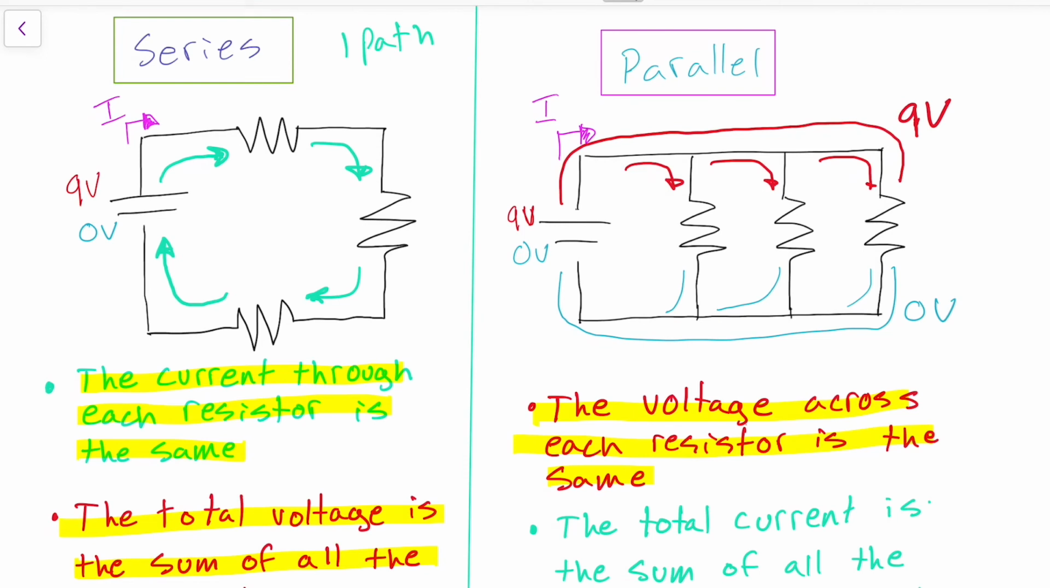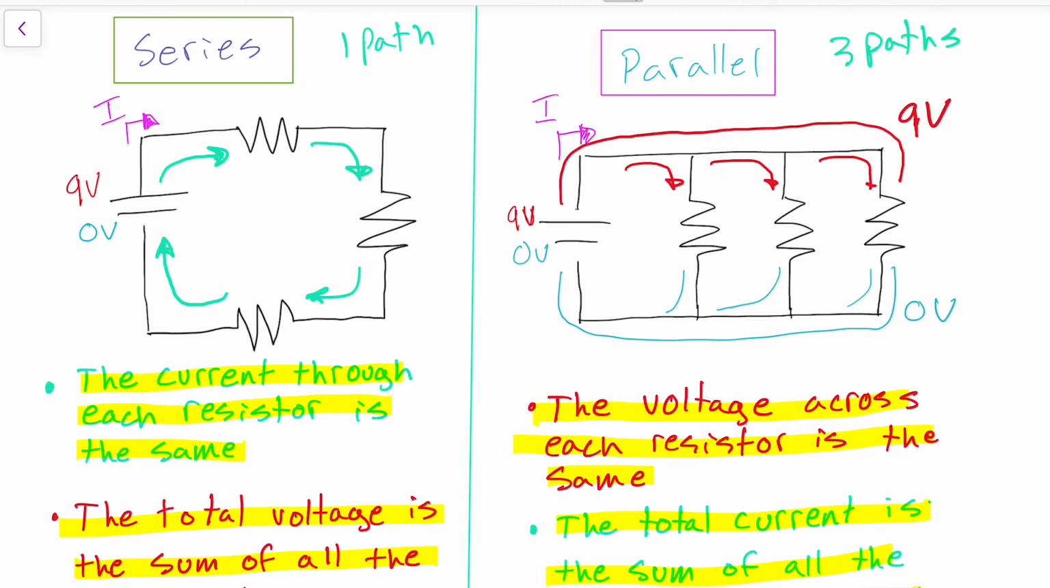And for current, remember that the current gets to be split up. The current can choose between going through the first resistor, the second resistor, or the third one, and then it joins back up to go back into the opposite terminal. So we have 3 different paths. Some current can go one way, some current can go the other way, and some current can go the third way. So that will be lower resistance. But the total current is the sum of all the currents through each resistor.